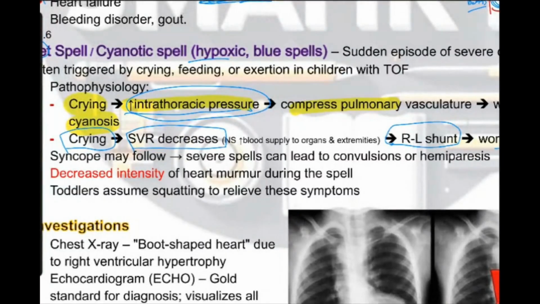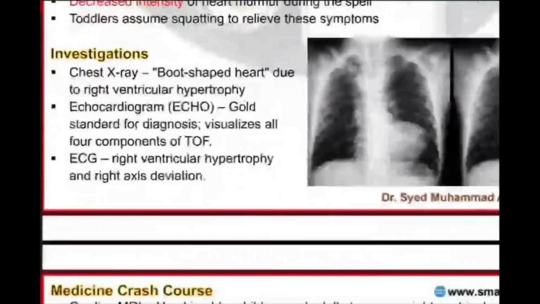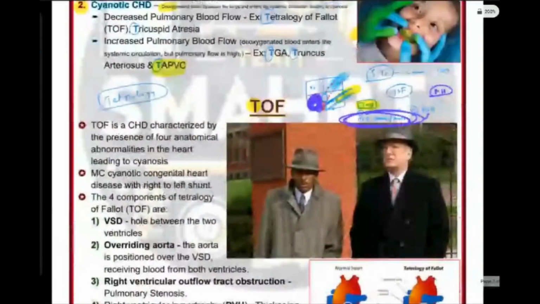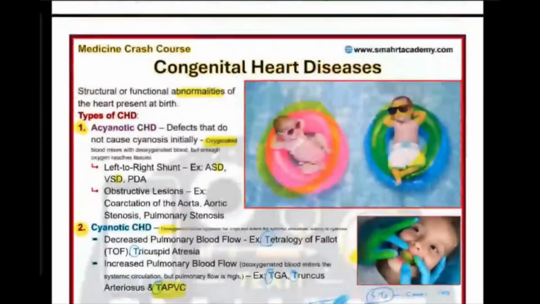So there is no oxygen. SpO2 is very low. Syncope can occur. To decrease this, what can you do? Okay, this is about hypoxic spell. This is about TOF. What are we studying? Where are we? We are in congenital heart diseases.